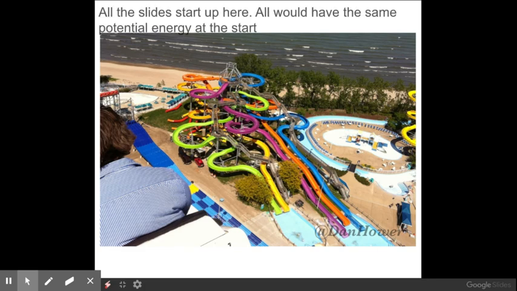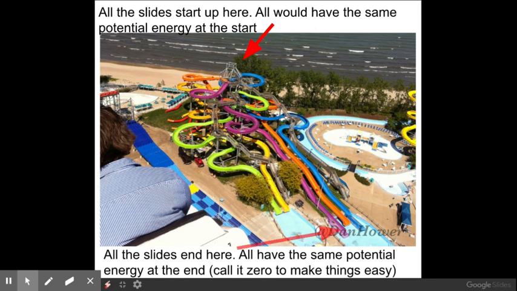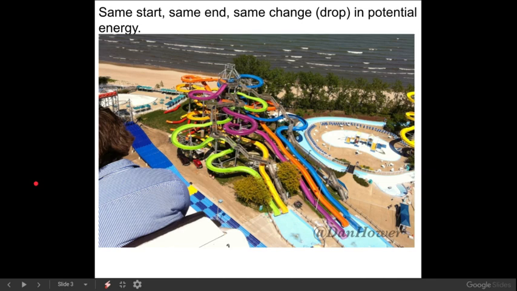So let's begin with an analogy right here. Let's say you've all been to a water park where there is more than one slide to take down to the bottom. Let's just pretend for now everyone's got about the same mass. So everyone would have the same potential energy up here, no matter which slide you eventually took down to the bottom. And all the slides end down here, so everyone would have the same potential energy when they got to the bottom. Same potential energy at the start, same potential energy at the bottom. So there's the same drop in potential energy for everyone as they go down these water slides. We say then that there's the same potential difference.